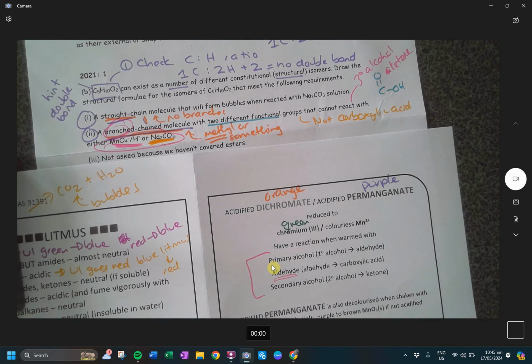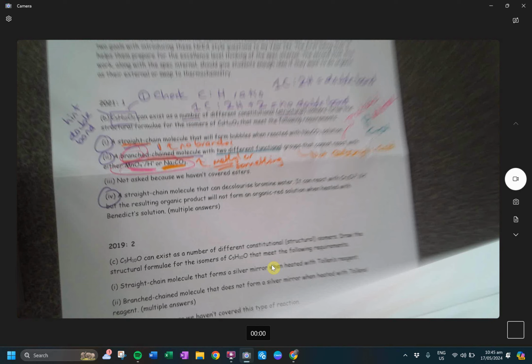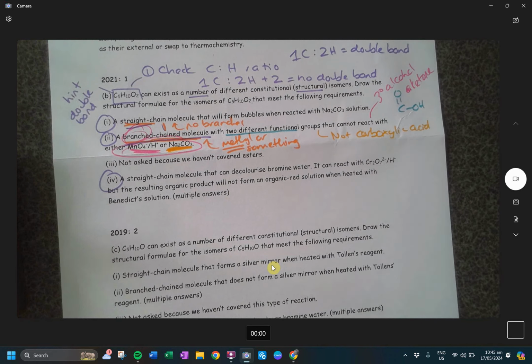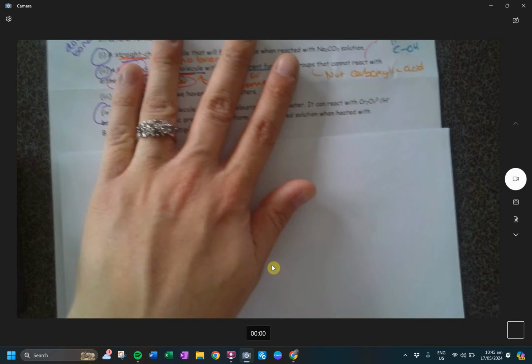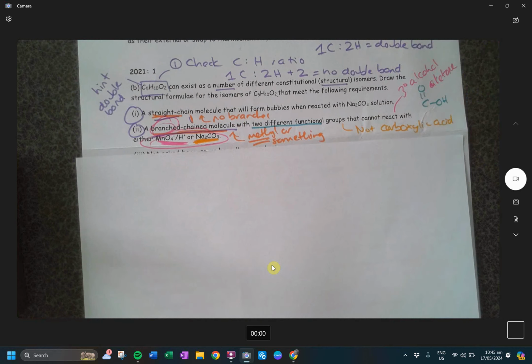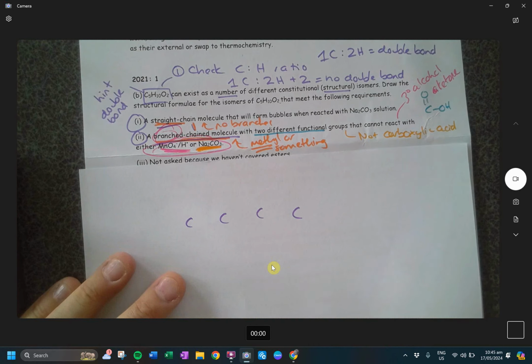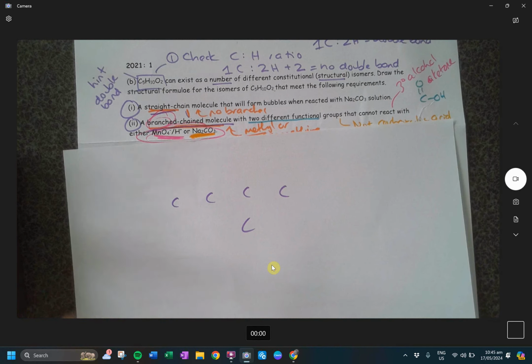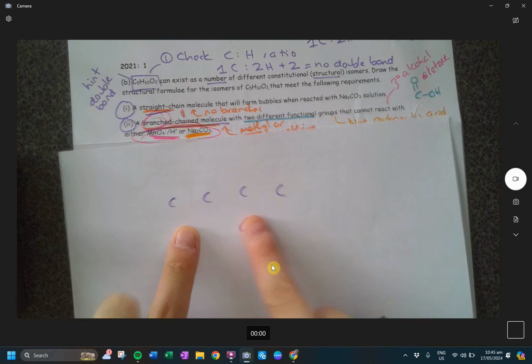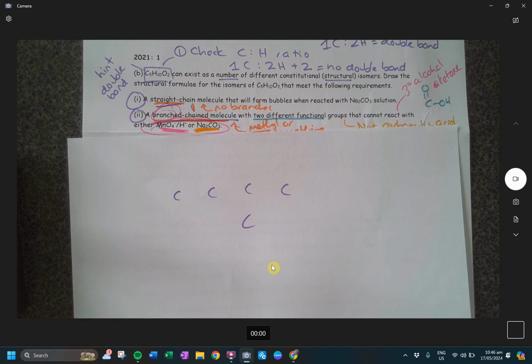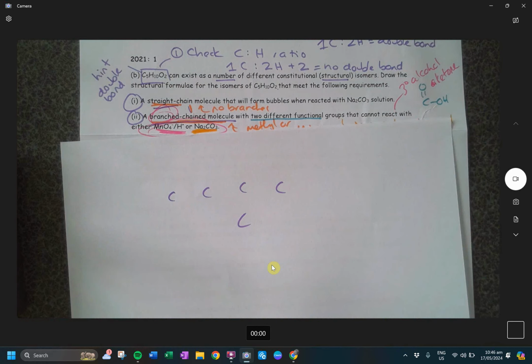All right, now we have to draw a 5-carbon molecule with a branch that fits all those criteria. So let me get another piece of paper. First thing I'm thinking about is I have 5 carbons, but I know it's not straight chained. So I'm going to assume 1, 2, 3, 4, and a carbon on carbon number 2. It doesn't matter if I put it over here or over here, because it's still going to be a branch. So that's met that requirement. It is branched. Second thing is that it's a tertiary alcohol.